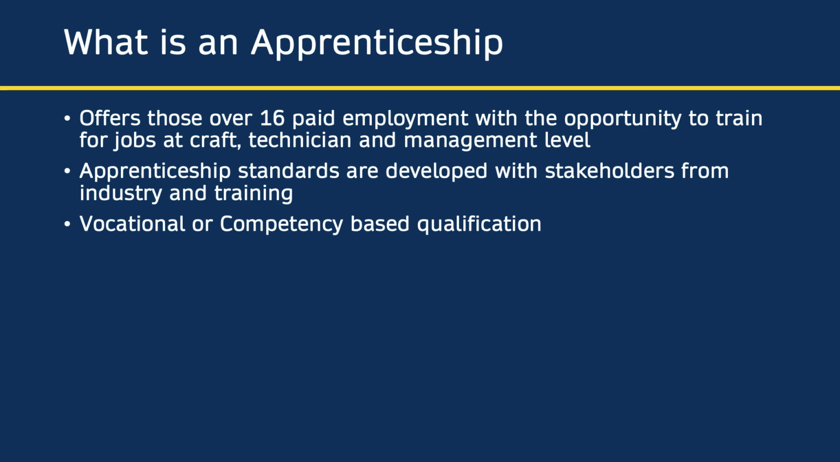Apprenticeship standards are developed with stakeholders from industry and training. What that means is that a group of representatives from industry and training have got together and worked out a list of competencies. These are things which someone within that role, in this case business administration, would have to be able to perform to do that role.